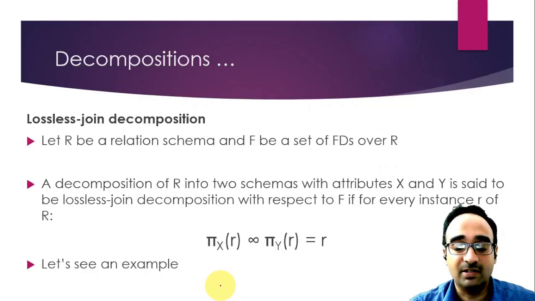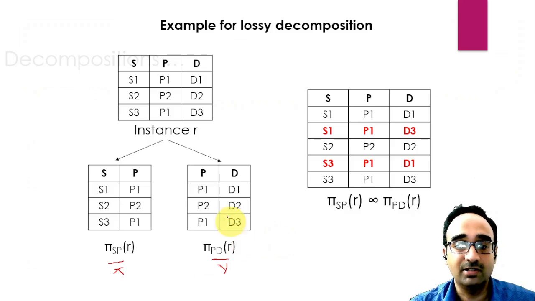Now what are they saying? When you combine these two again, you should get the same original table. So is it happening? We are combining these two here. See, we are joining them. So this is the join symbol.